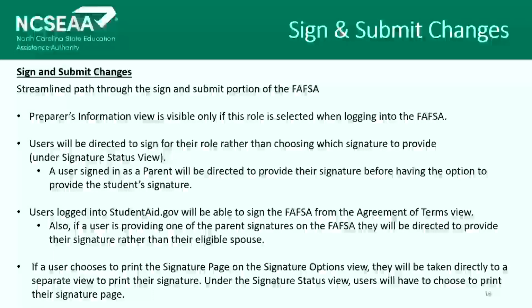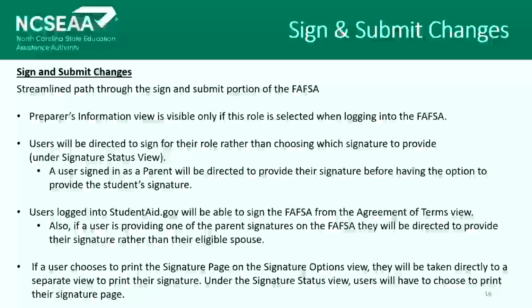And again, users logged into the studentaid.gov website will be able to sign the FAFSA form from a different view from the agreement of terms view. Students can actually sign it there. And then if they're providing one of the parent signatures on the application, they'll be directed to provide their signature rather than a spouse. So it will automatically know to send it to the parent versus a spouse, depending on how the student answered the questions on the application.